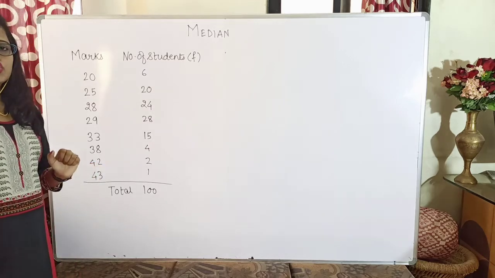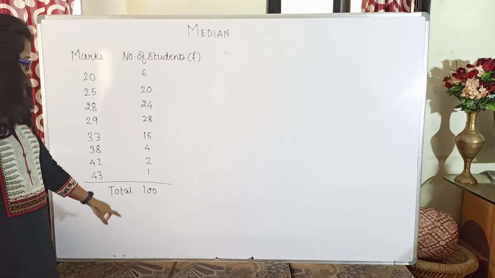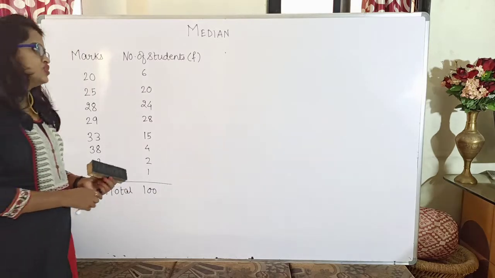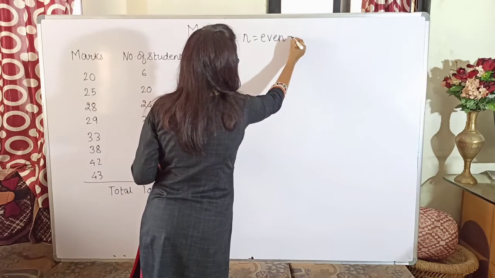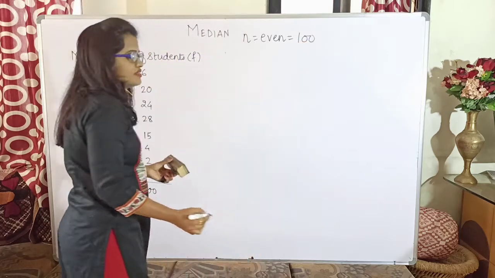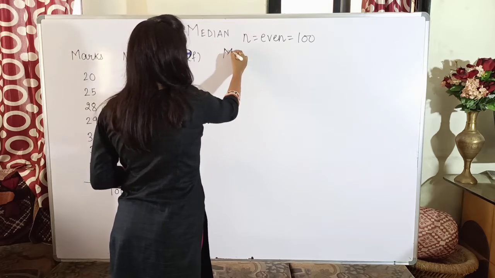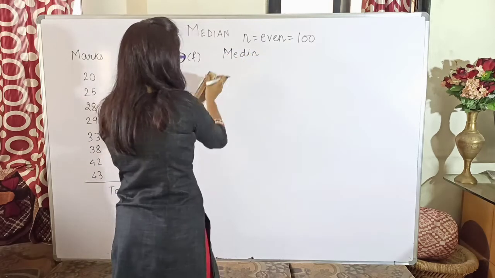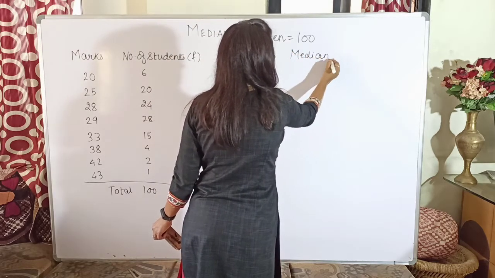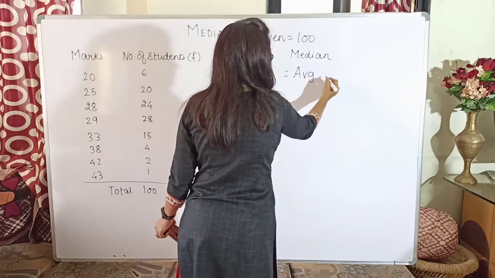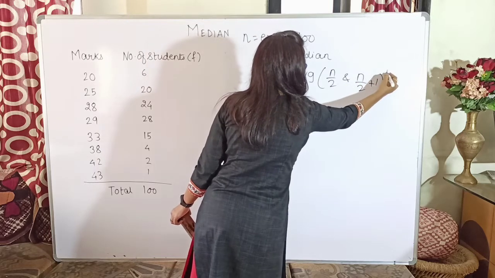What is my next part? To see whether the number of observations is odd or even. What is the total number of observations? 100. So what kind of value is it, odd or even? It is an even value, wherein the value of n is 100. So what is the formula? The formula says the median for even data is the average of the n by 2 and n by 2 plus 1th position values.